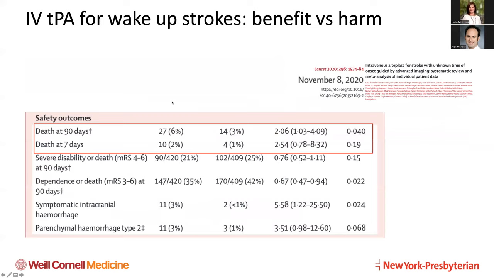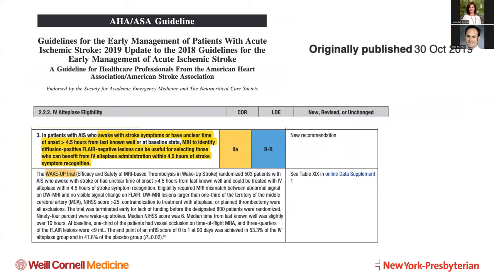However, there was an increased risk of harm. There was a greater risk of death at 90 days in the patients who received TPA. And so the most recent American Heart Association guidelines suggest that we can use MRI to look for this mismatch, and that TPA should be used in select patients who have wake-up strokes who are beyond 4.5 hours. And that's a new recommendation.